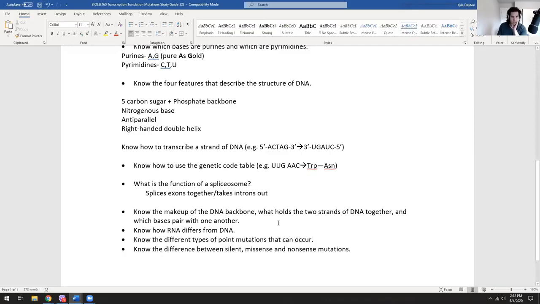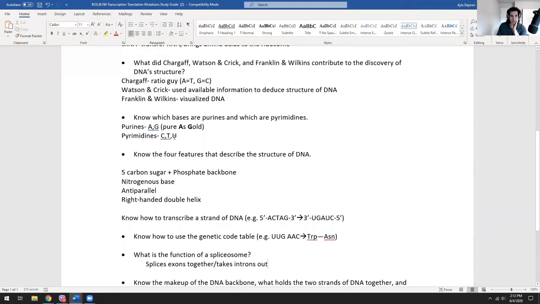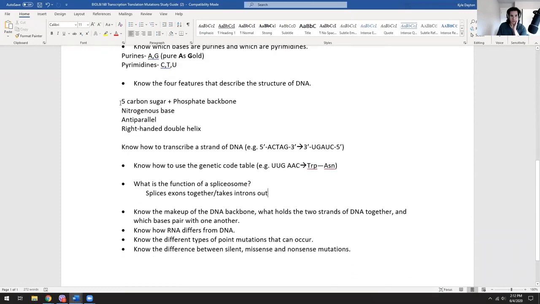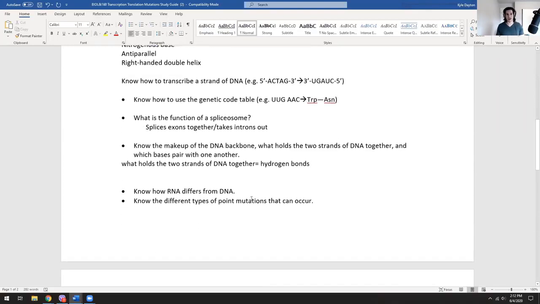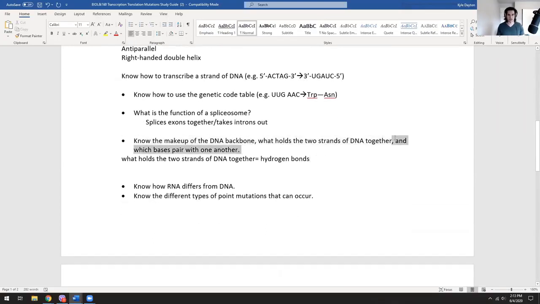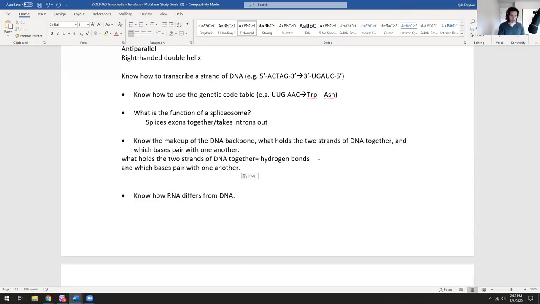What holds the 2 strands of DNA together? So we already know that the backbone is going to be the 5-carbon sugar and phosphate. What holds the 2 strands of DNA together? You're going to hold them together via hydrogen bonds. And know which bases pair with one another. So A to T or U, and C binds to G.